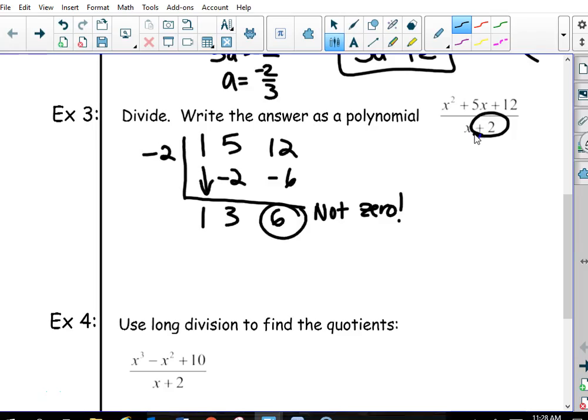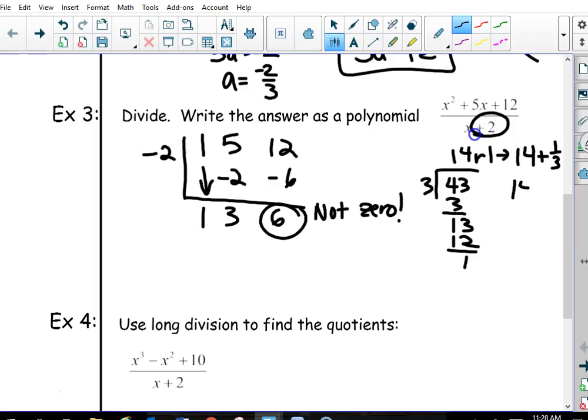So I'm just going to do a really quick division problem. Let's take 3 and divide it into 43. I know it won't go evenly. 3 goes into 4 once. 3 goes into 13 4 times with 1 left over. Now, when we were little kids, we would write it that way. As we got more sophisticated in math, we would look at this as 14 plus 1 over 3, or 14 and 1/3, which is exactly what you get if you divide 3 into 43.